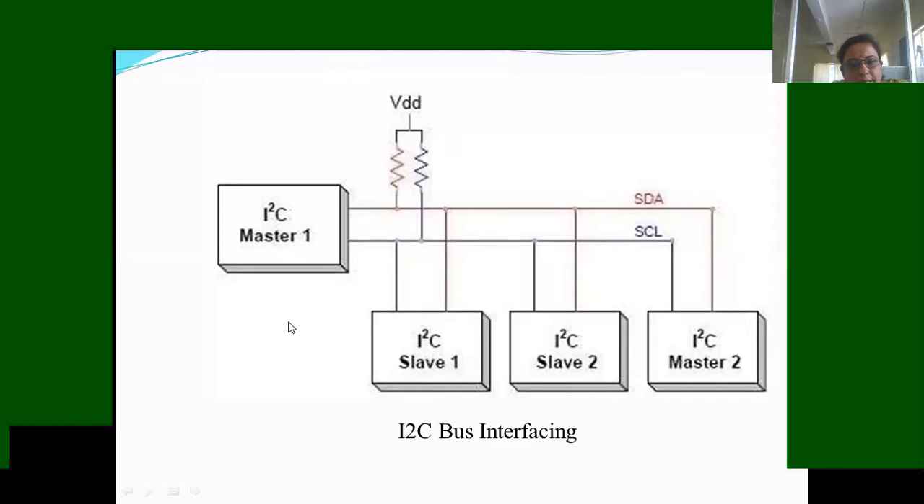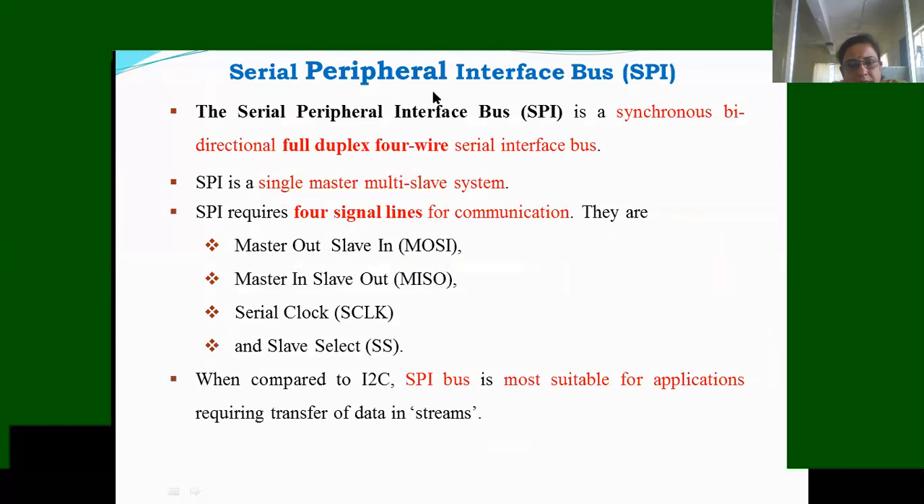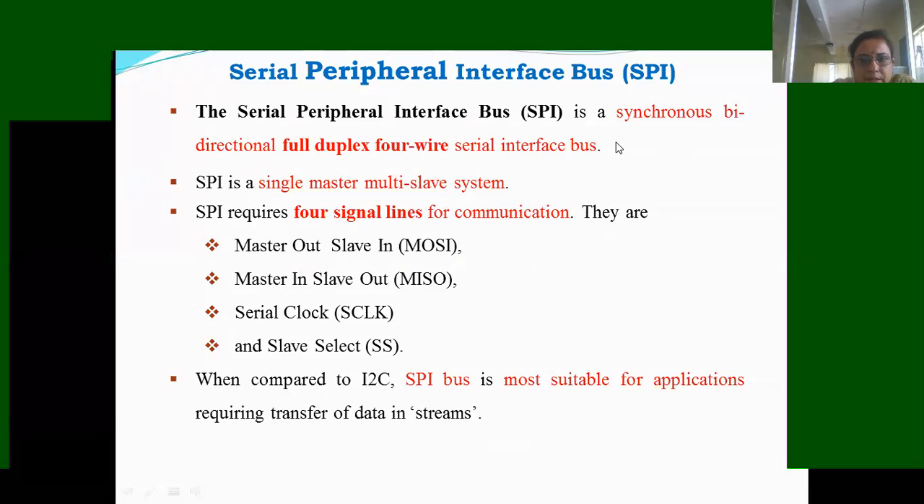Next, the bus interface we will discuss is the serial peripheral interface. This is also most commonly used in most embedded systems. Here it is a synchronous, bidirectional, full duplex, 4 wire interface. In the previous one you require a 2 wire serial interface; here you require a 4 wire interface, and it is full duplex. At the same time both can talk to each other, but here it is a single master, multi-slave system.